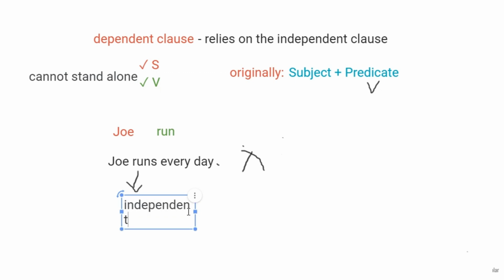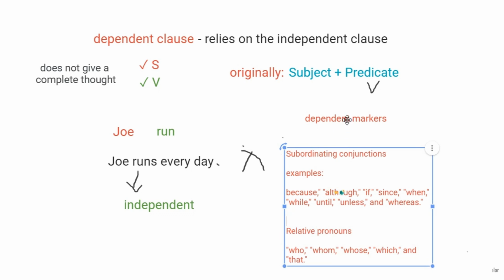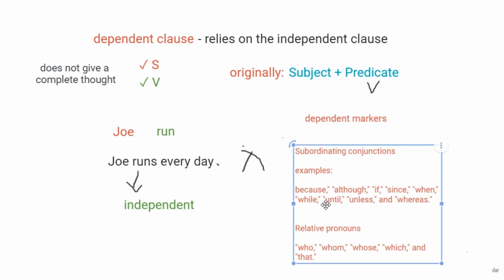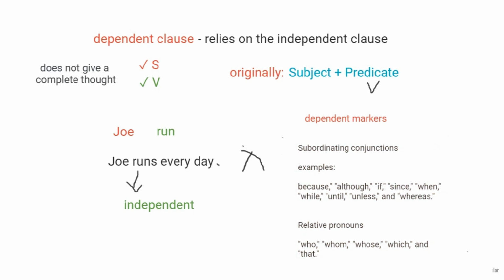Now, what more should we add to make it dependent, since we already have a subject and a verb? We need dependent marker words: subordinating conjunctions and relative pronouns. These dependent marker words will serve as an indication that a clause is dependent. Please take note that these two always appear first at the beginning of the clause since they introduce them as dependent.